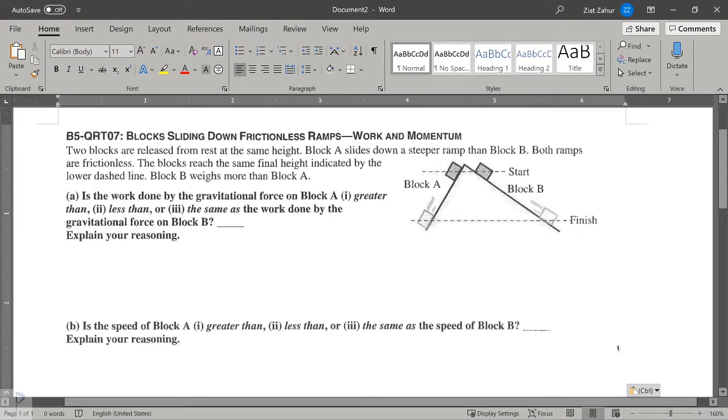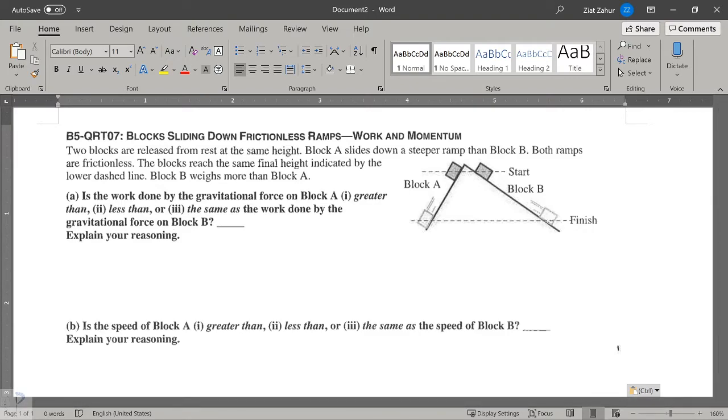So block B weighs more than block A. Is the work done by the gravitational force? So this question combines everything from yesterday and today. So, is the work done by gravitational force on block A greater than, less than, or the same as the work done by the gravitational force on B? Should we do another poll? Or we just have people?